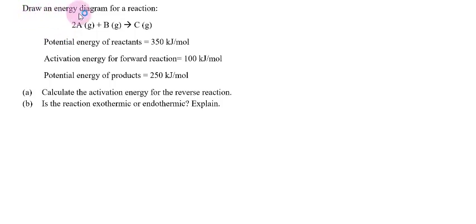The question asks you to draw an energy profile diagram for the reaction of 2 moles of A plus 1 mole of B producing 1 mole of C. So we have a potential energy of reactants here, activation energy, and also potential energy for the product. The question can be in any form. Sometimes the question could also include information about the delta H, whether it is positive or negative. But in this question, it didn't give you any information about delta H, but we have the potential energy for reactants and also potential energy for product.